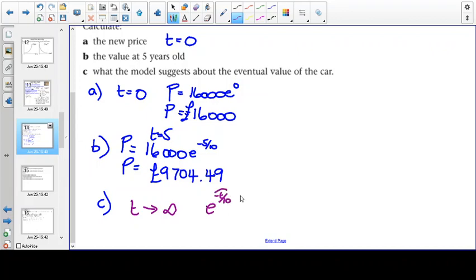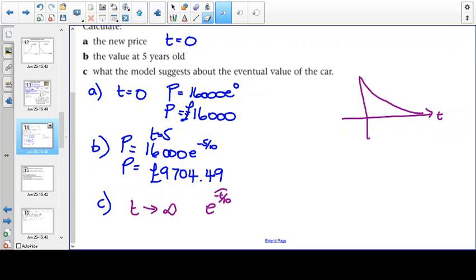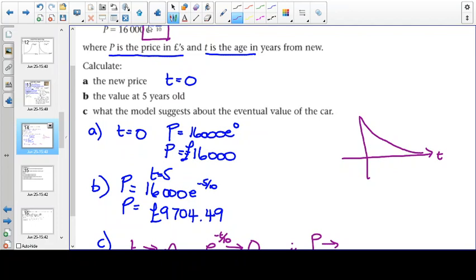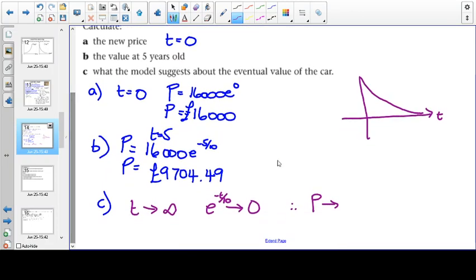Well, this one, in terms of a graph, will look like that. So as t is getting bigger and bigger, this is getting smaller and smaller. So this is tending to 0. Therefore, P would end up as 16,000 times 0 as t gets bigger and bigger. So the eventual value of the car is 0.